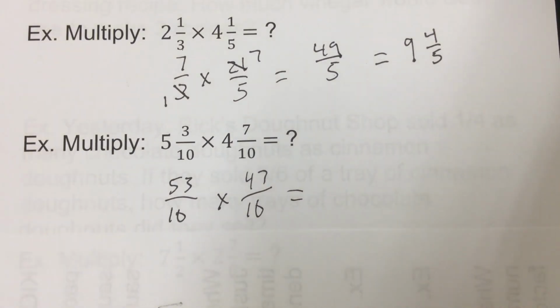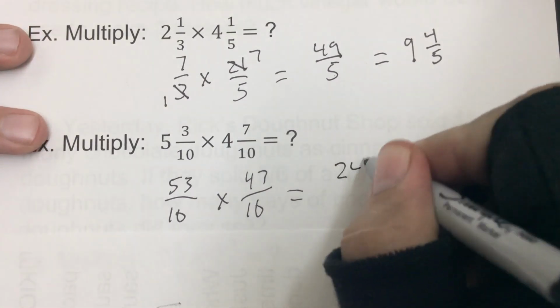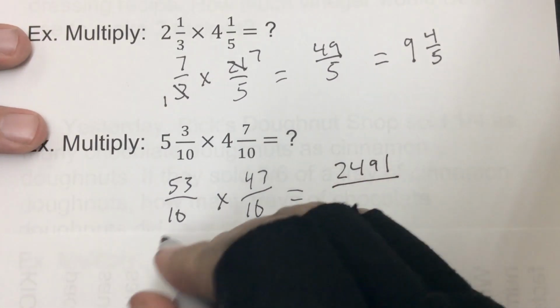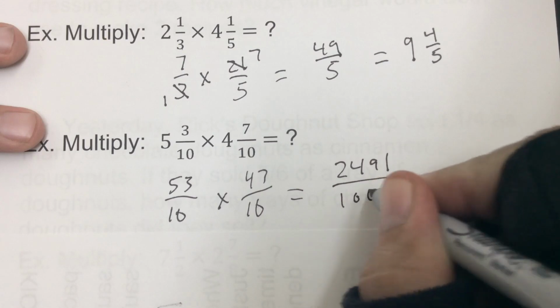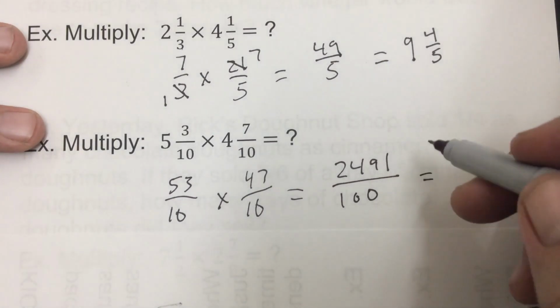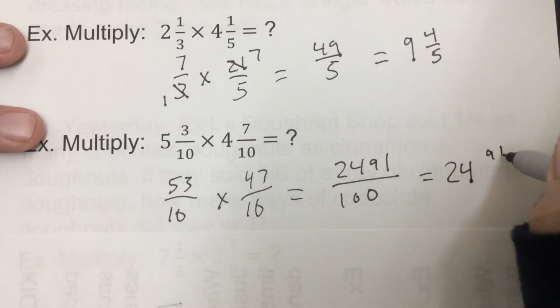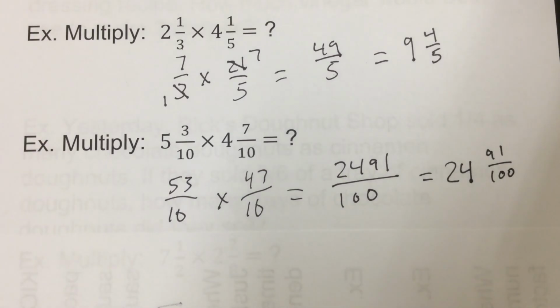Now, some of these are going to get to be some bigger numbers. So like this one here, I don't know 53 times 47 off the top of my head, so I'm going to use a calculator. Now, I'm going to write this out, 2491. 10 times 10 would be 100. Now, how many hundreds go into this? Well, 24 of them. And we'd have 91 over 100 left over.